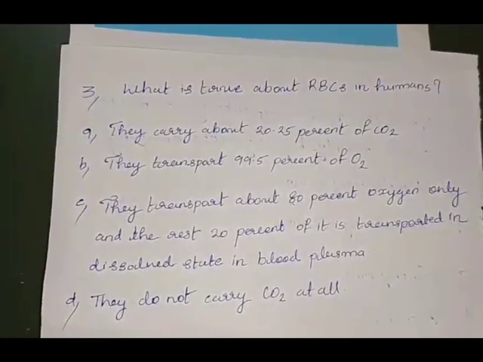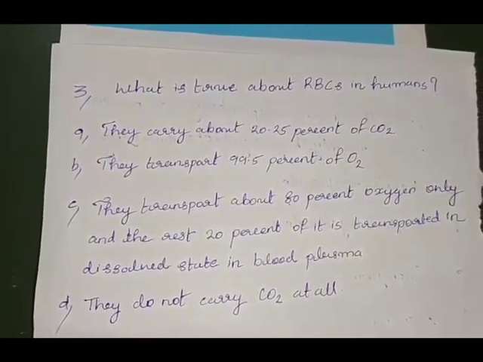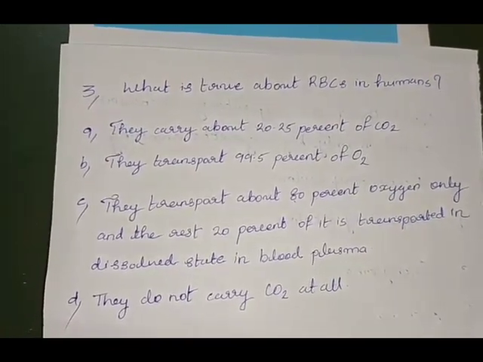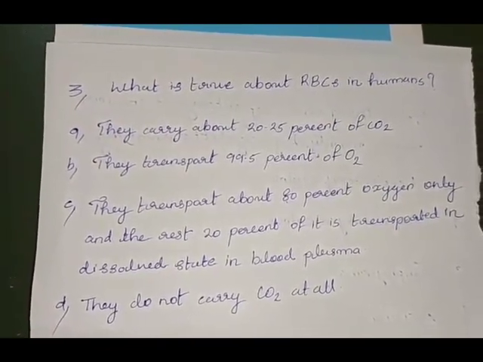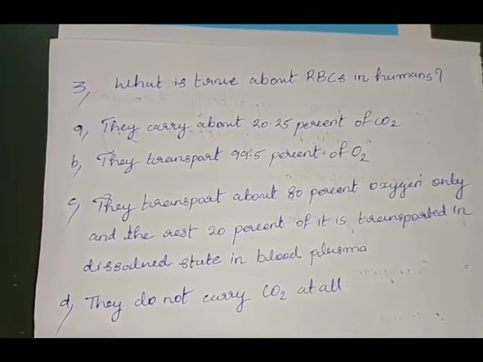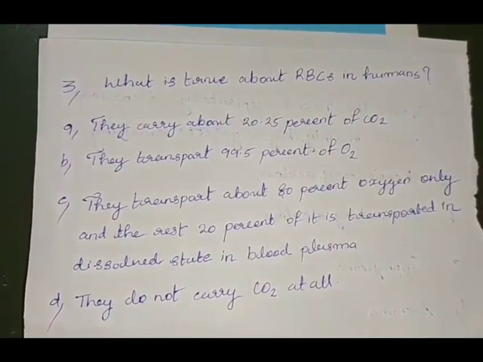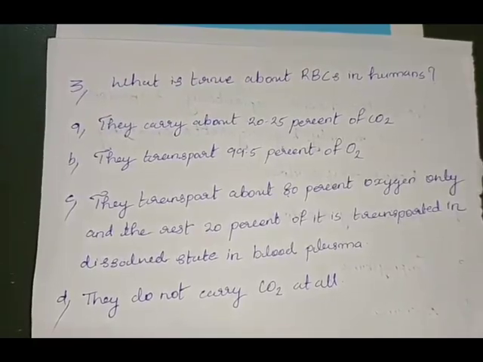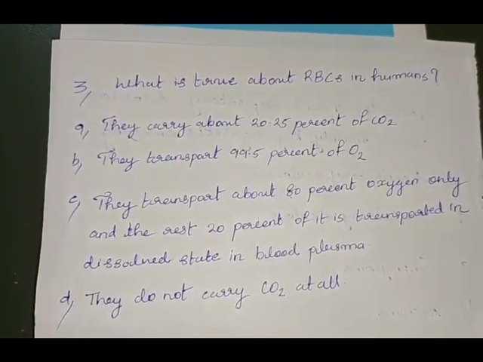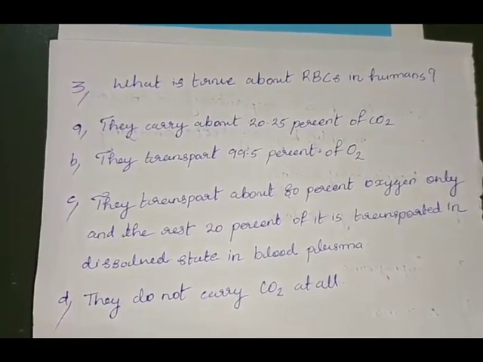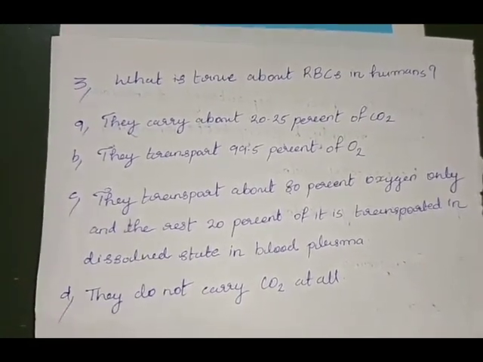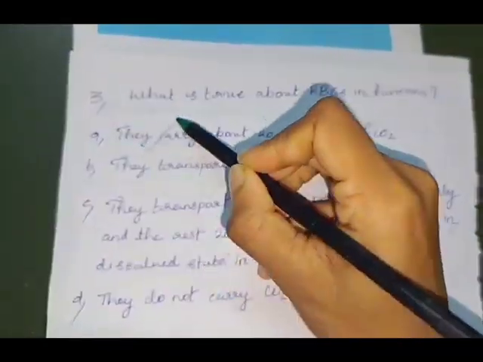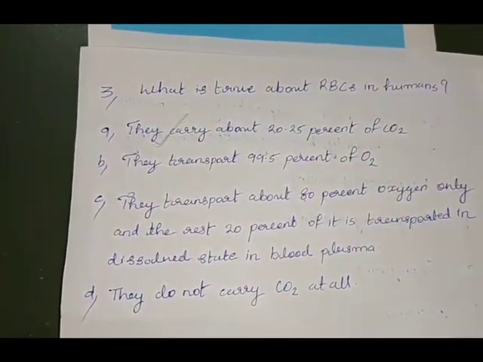3. What is true about RBC in human? Option A, they carry about 20 to 25% of carbon dioxide. B, they transport 99.5% of oxygen. C, they transport about 80% oxygen only and the rest 20% of it is transported in dissolved state in blood plasma. D, they do not carry carbon dioxide at all. Answer: option A, they carry about 20% of carbon dioxide.